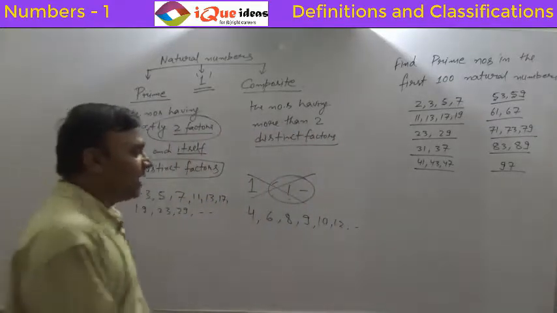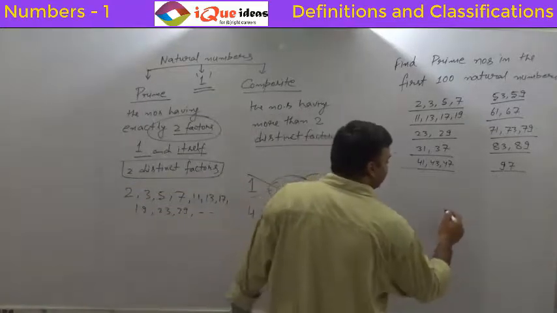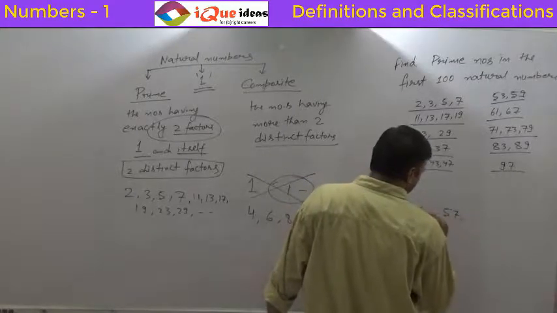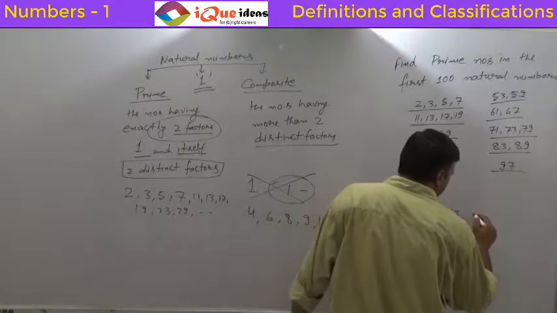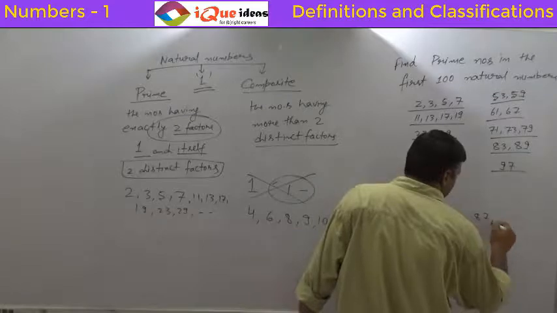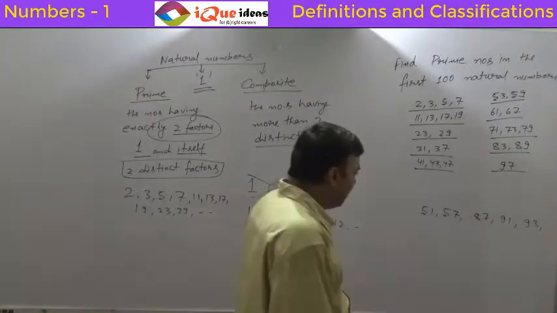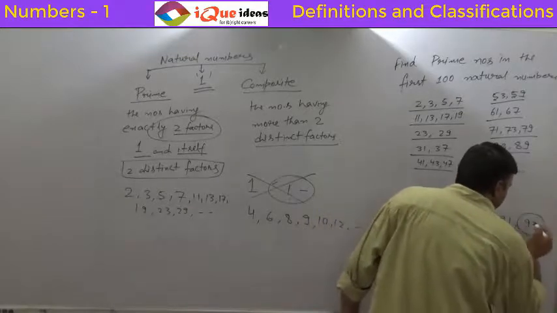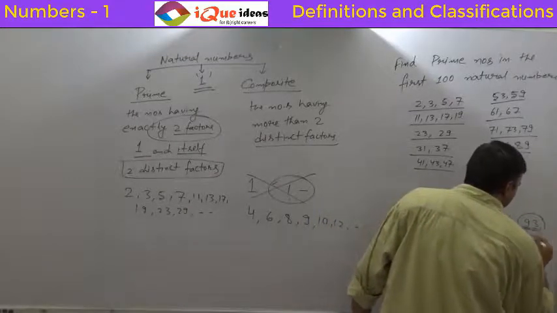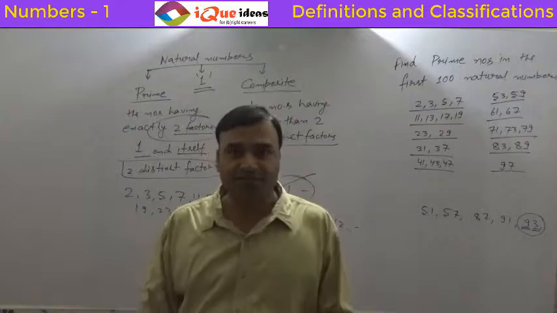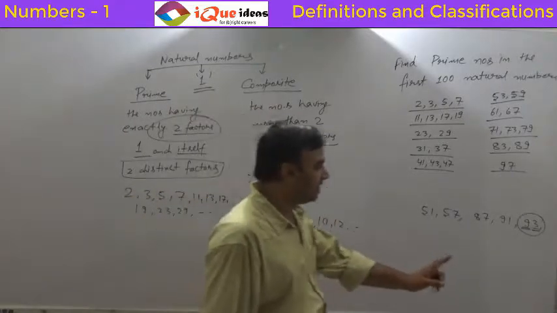Some of you may come up with the idea of 57 or 51 for that matter. Then you have 87, 91, 93. 93 is shouting loudly that it is divisible by 3, if you can see that. There is a 9 and there is a 3.